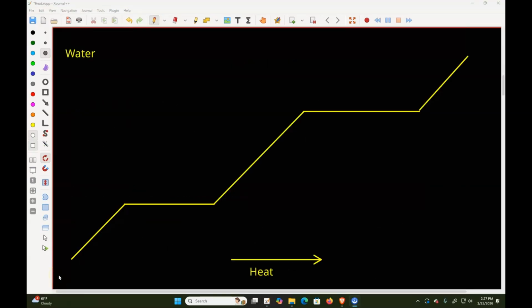I like to use this staircase method to describe the energy transfer. As heat progresses to the right, temperature will increase vertically. This portion will be in the solid phase. This portion is the liquid. And this portion will be the gas.